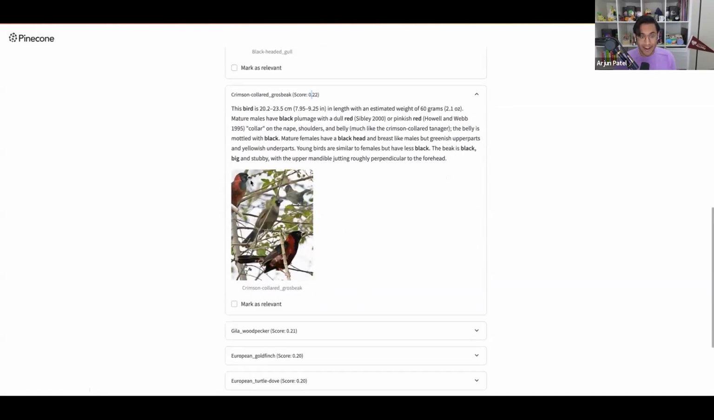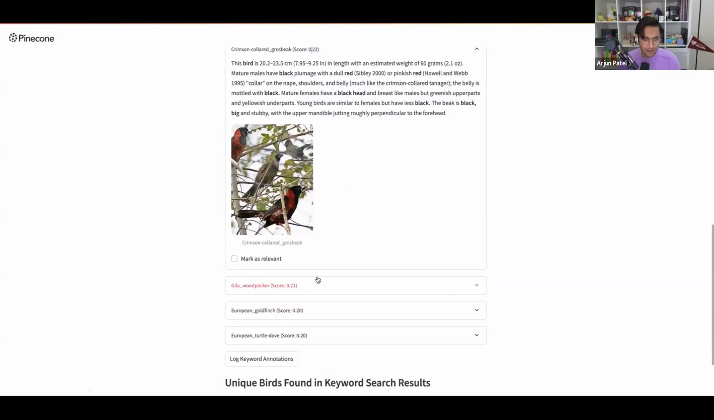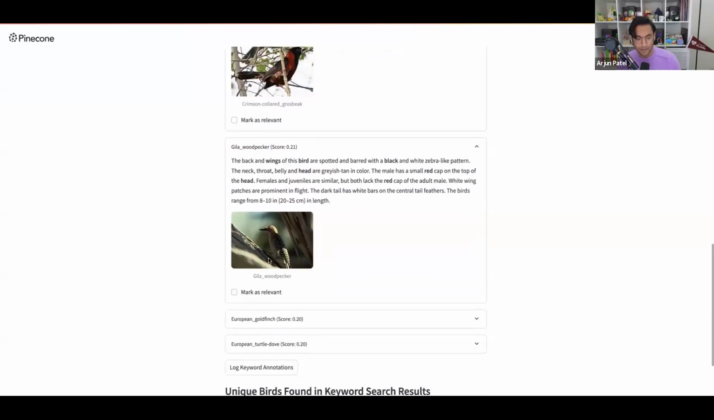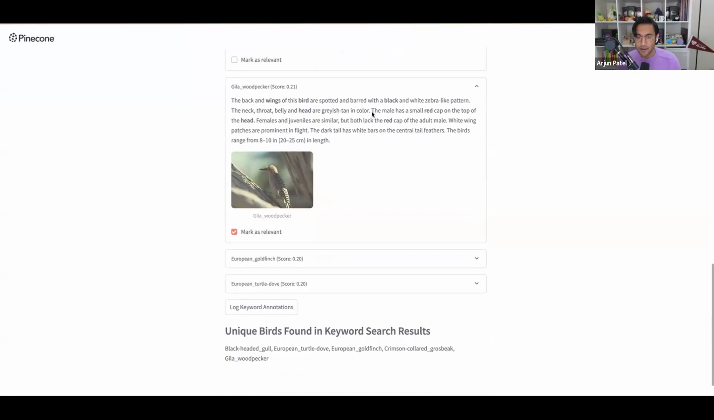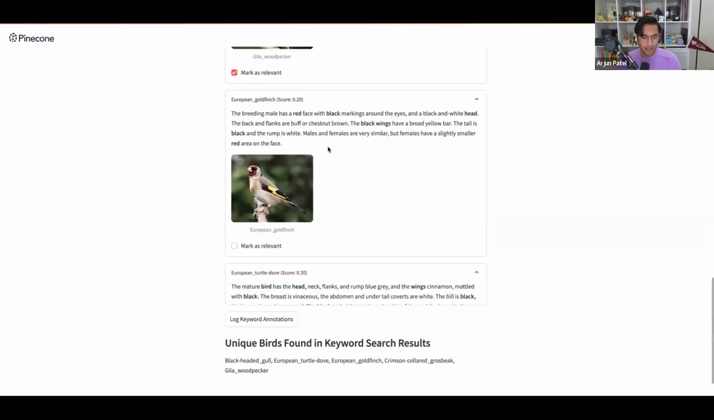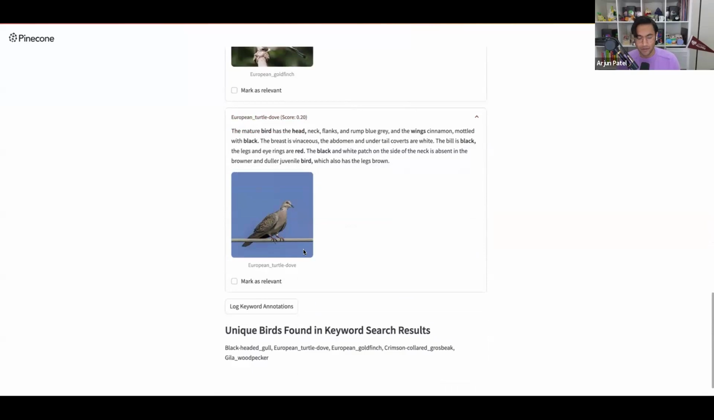This is a bird that has some of the qualities of what we were looking for, but does not have the desirable distinguishing quality, which is the woodpecking behavior. And the third result, we actually do get a woodpecker, but it's not the one that we were looking for. So I'll mark this as relevant and say, okay, this is something that could be useful for us, but not necessarily exactly what we're looking for.